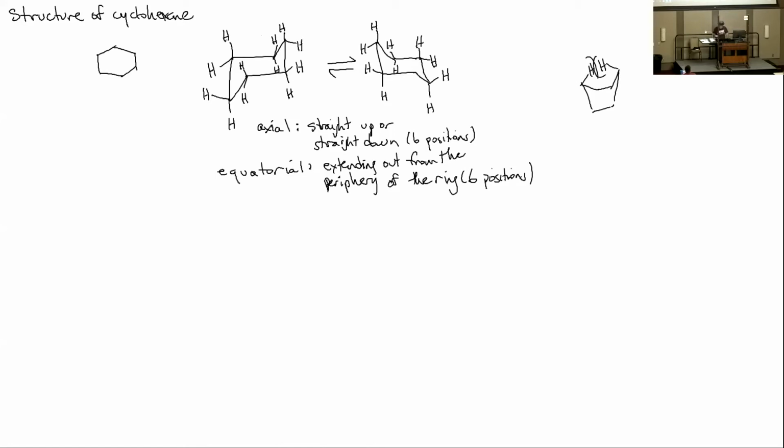There's also something called a twist boat conformation that relieves that interaction a little bit by bending the floor of the boat, by kinking that so it's out of plane. And that relieves that a little bit, but it's still higher energy than the chair conformation. The chair conformation is the lowest energy conformation for cyclohexanes.